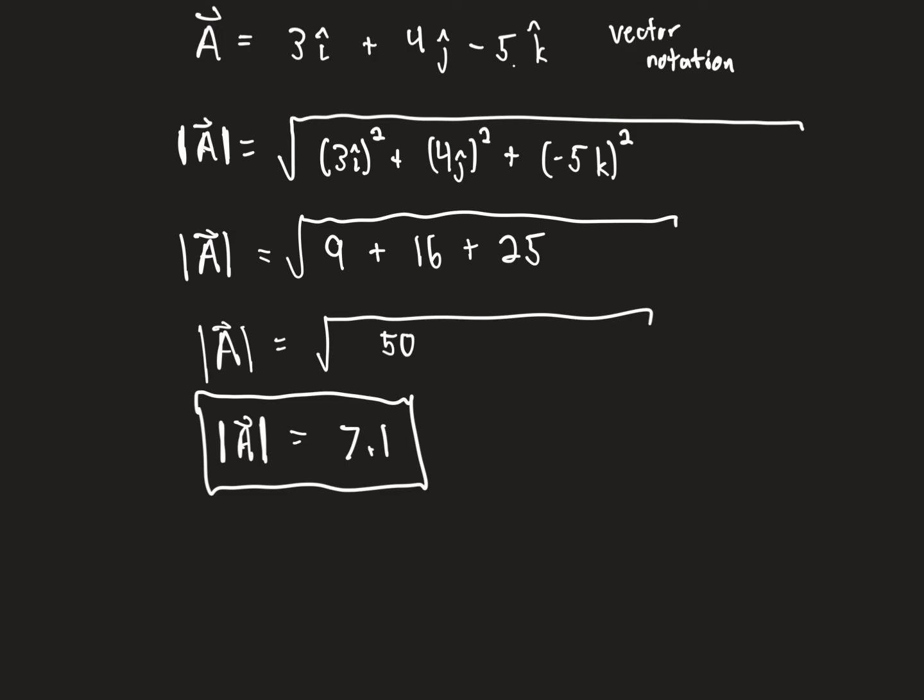Any questions on that? So that's vector notation, doing the i's, j's, and k's. Find the magnitude of it: square root of the sum of the squares.